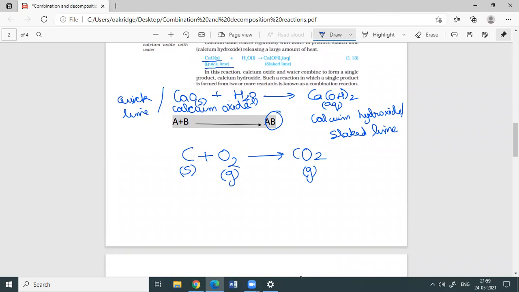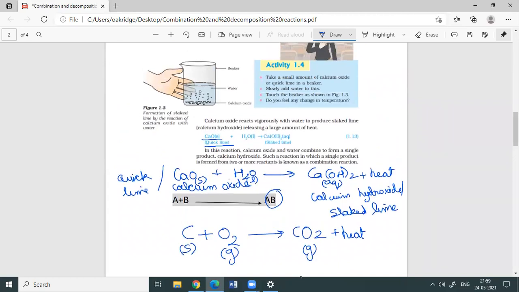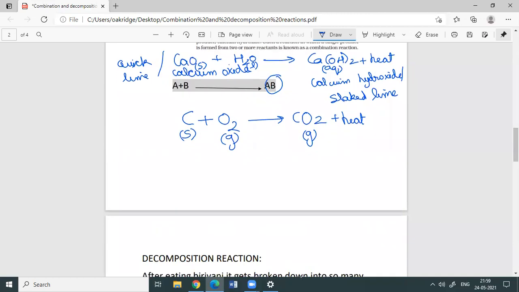Whenever you see a combination reaction, children, there will be evolution of heat. In this activity also, if you read activity 1.4 in your textbook, when you touch the beaker it is hot. You will feel the change in temperature. This change in temperature tells that this is an exothermic reaction. So what is the meaning of exothermic reaction? Exo means externally.